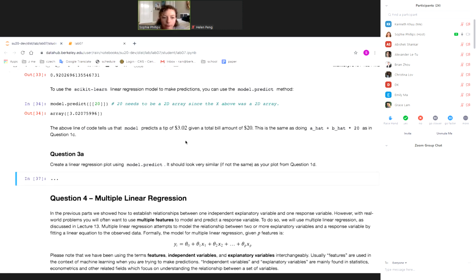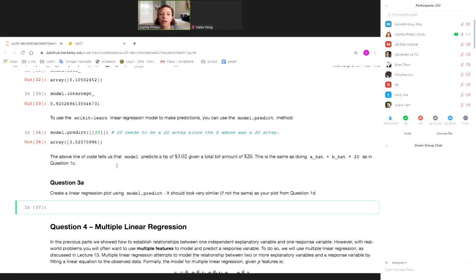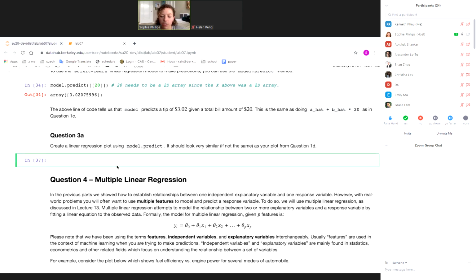Great. So for 3A, create a linear regression plot using model.predict. It should look the same, if not very similar, as the one for 1D. So we're just going to make another scatter plot with the regression line running through it. So let's get our predictions. I'll call them fitted now. Fitted is the same word as predictions, same meaning.